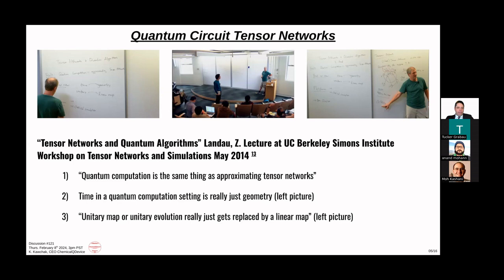Basically, he at one point showed a specific formula up there, and he said that this in specific is what's causing this poor approximation with tensor networks. So if you get into tensor networks, you have to know that, because if you're not aware of that, then you're basing everything on somebody else's work. He says it's the same thing as approximating tensor networks. So quantum computation is the same thing as approximating tensor networks.